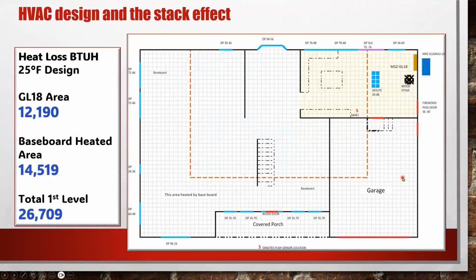Downstairs, there was a GL18 serving the den, dining, and kitchen area. The rest of the downstairs area was not served by the Mitsubishi system. They were still using baseboard heating for that part of the house. Calculated load for the GL area was 12,000 BTUs at 25-degree design temp for that area.